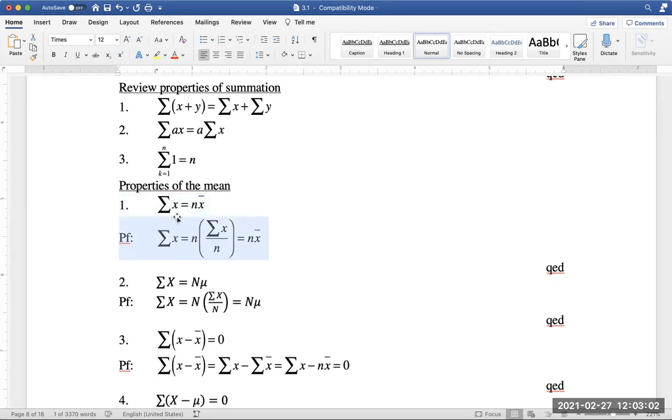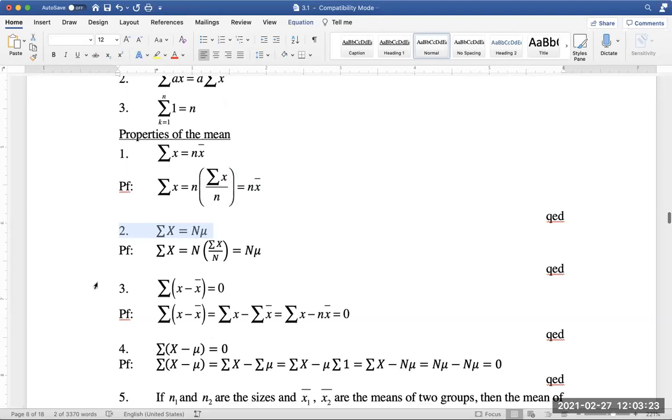Sum of x, well, I can multiply and divide by the same amount. And so that's multiply and divide by n. But then the sum of x over n is just the mean. This is a sample mean. And that's what I wanted to show. Similarly, the sum of x is just n times mu.